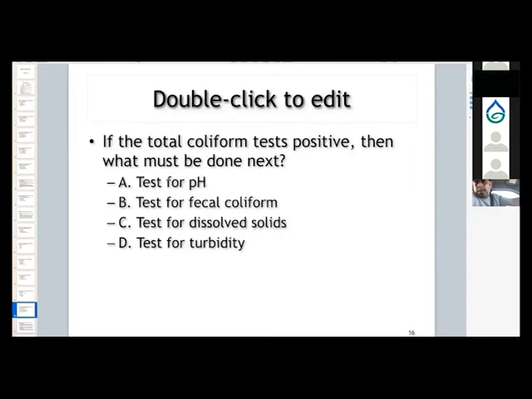If the total coliform tests positive, then what must be done next? So test for pH, that's not going to be A. Test for fecal coliform, so the answer is B, test for fecal coliform. Anytime you have a coliform positive, a BACT positive, you're going to want to do a fecal coliform sample. And usually with the 24-hour Colilert samples, you just put it under a fluorescent light and it'll fluoresce yellow if it's fecal coliform. And then from the visual, it'll be yellow after the prescribed incubation time.